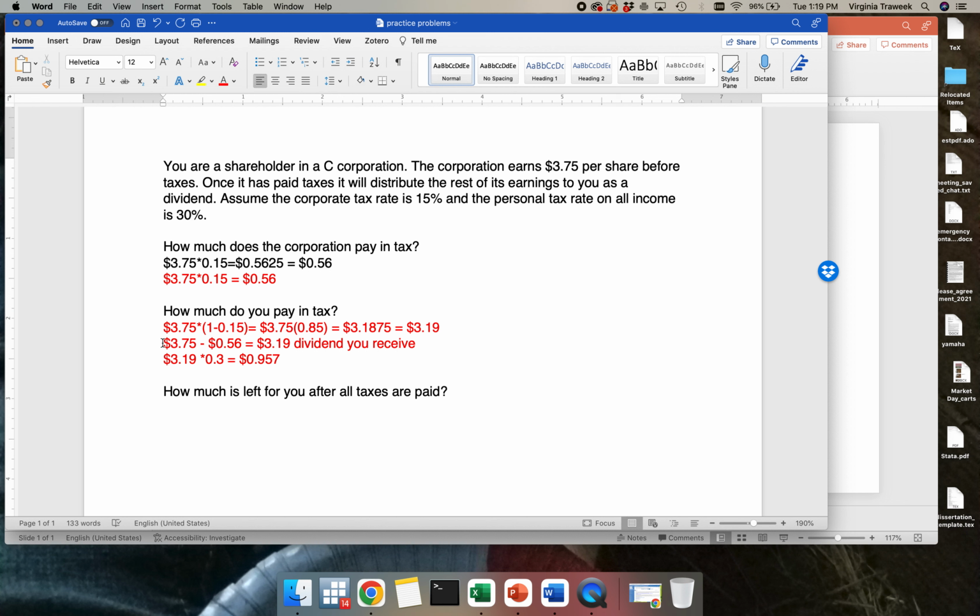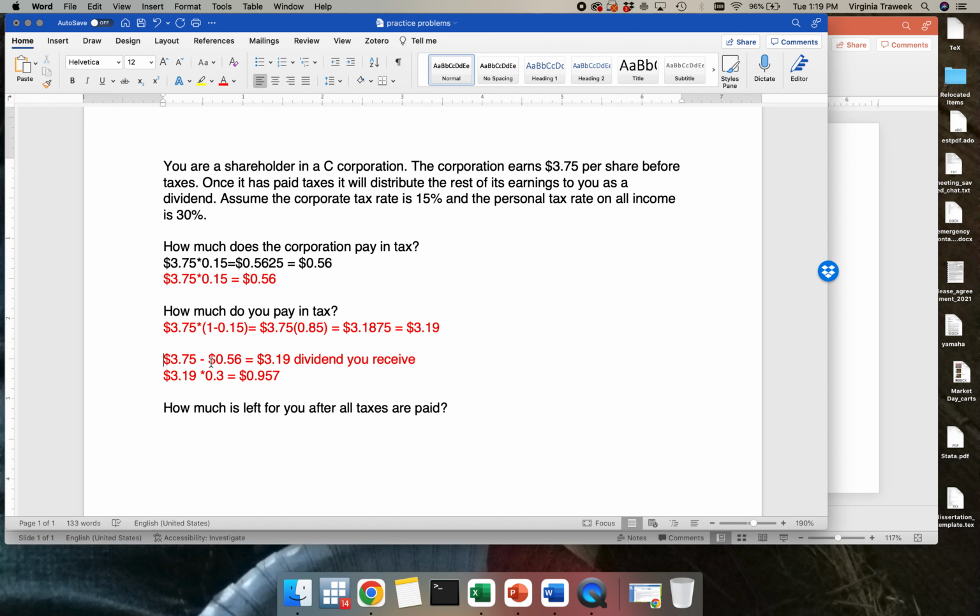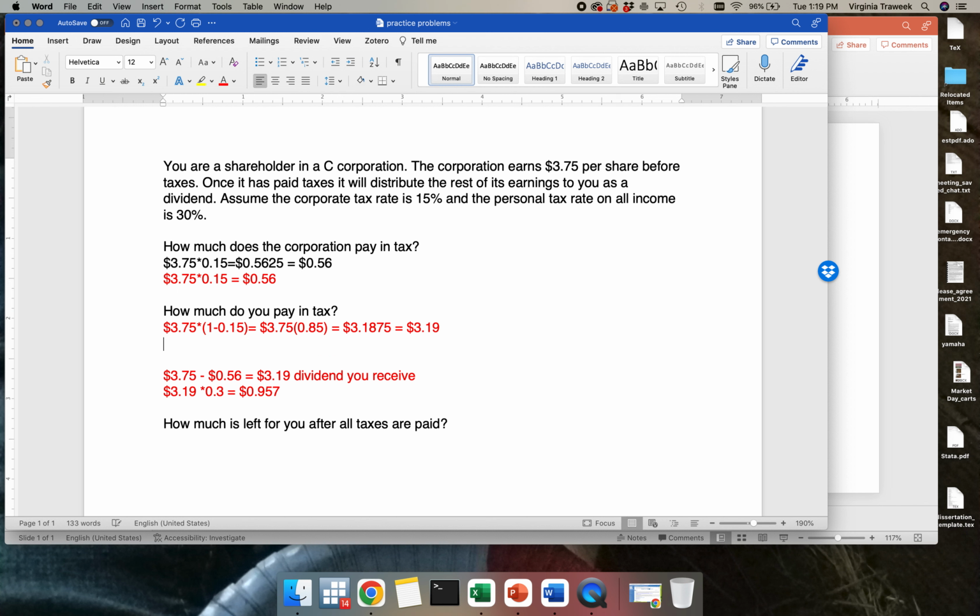So here's another method of calculating it. 3.75 minus the 56 cents that the corporation paid to the government is the dividend that you receive. And then when you multiply it by, I'm sorry, I forgot to do 30% here. So we get $3.19 as a dividend, and we have to pay taxes, so 0.3, and that equals what you see below, 0.957, which is approximately 96 cents, 0.96.